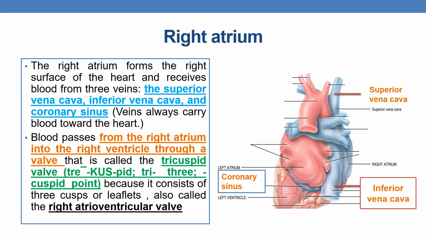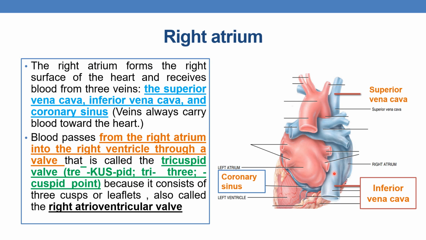Now coming to right atrium in specific. This is our right atrium. Remember, the right side of the heart contains deoxygenated blood. Hence it is indicated by blue color. The right atrium forms the right surface of the heart and receives blood from 3 veins. What are they? Superior vena cava. This is superior vena cava.